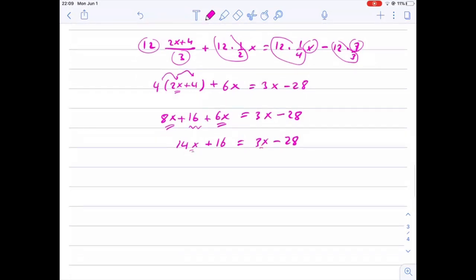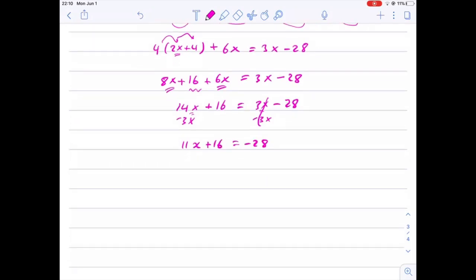Now we have two x's, or x repeated or written twice. So we subtract the smaller one. The smaller one is 3x. Subtract 3x from both sides. You get 11x plus 16 equals negative 28.